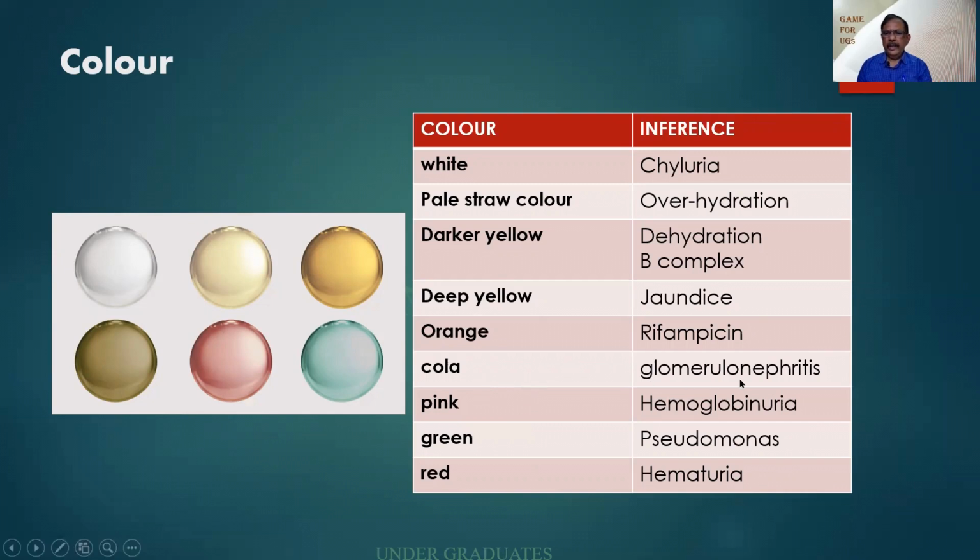Cola colored in glomerulonephritis. This will be a classical history. Post-streptococcal glomerulonephritis, the patient passed a cola colored urine. Pink colored is hemoglobinuria. Hemoglobinuria is different from hematuria. We shall be seeing it. Green colored, again it is infection, but it is due to Pseudomonas. And red colored, it can be hematuria. So these color changes, I would like you people to know by heart. I had given a specific list for undergraduates.